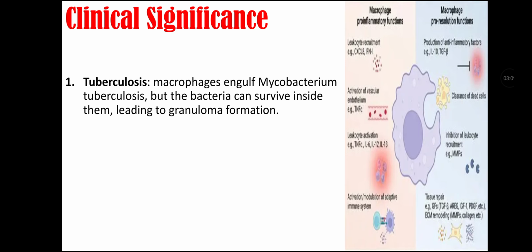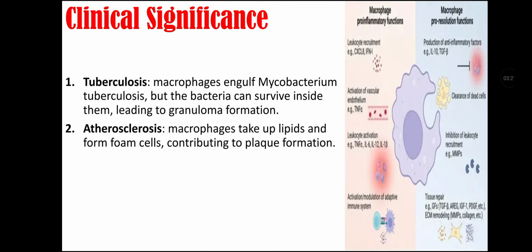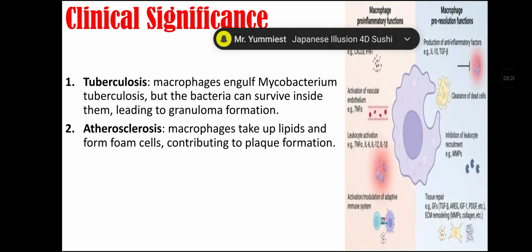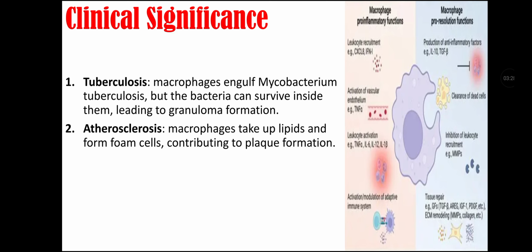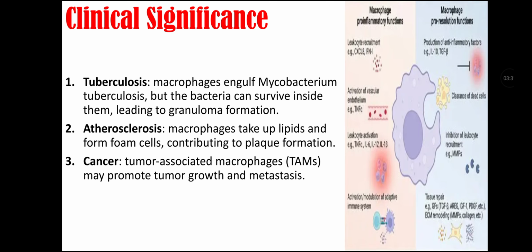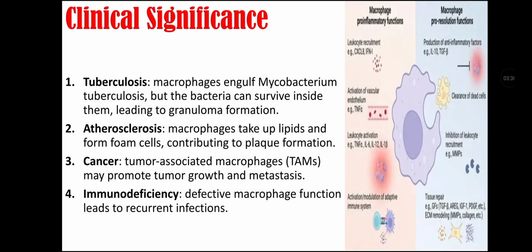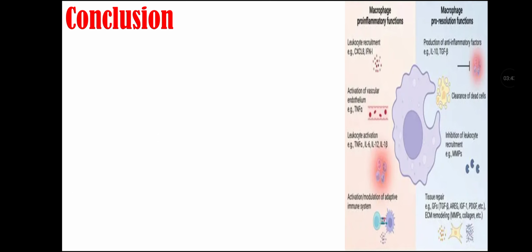Clinical significance of macrophages. First is tuberculosis, as macrophages engulf Mycobacterium tuberculosis, but the bacteria can survive inside them, leading to granuloma formation. Second significance is atherosclerosis, as macrophages take up lipids and form foam cells, thus contributing to plaque formation. Third significance is cancer, as tumor-associated macrophages may promote tumor growth and metastasis. Fourth significance is immunodeficiency, as defective macrophage function leads to recurrent infections.